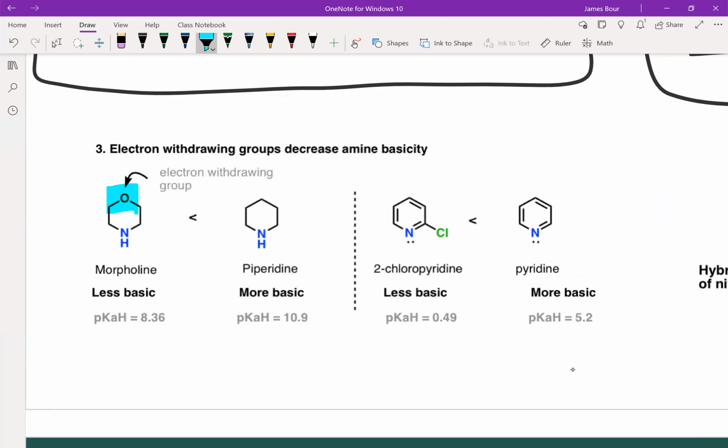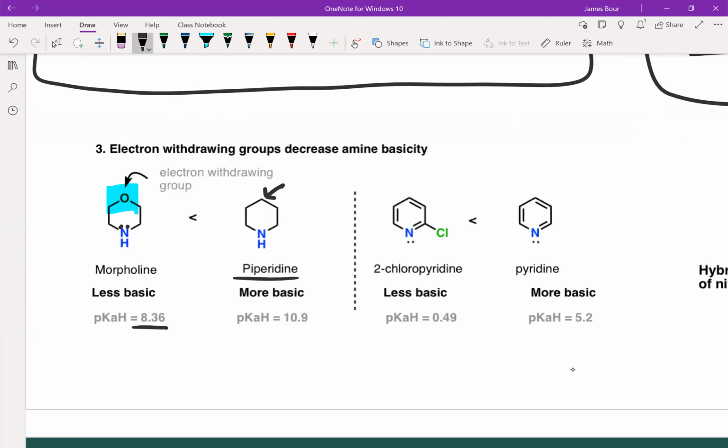It's electron hungry and kind of yanks them towards it. The net effect is that this amine has a lone pair that is lower in energy. They're getting pulled toward the oxygen, so they're less willing to form a bond with a proton. In contrast, piperidine has a carbon at the same position, that is up here.